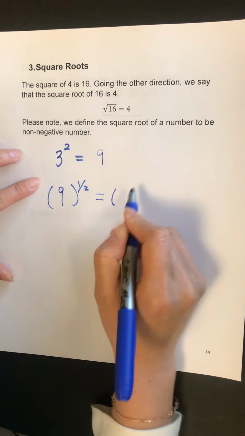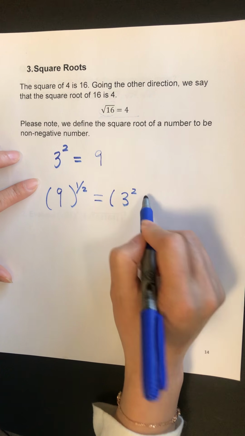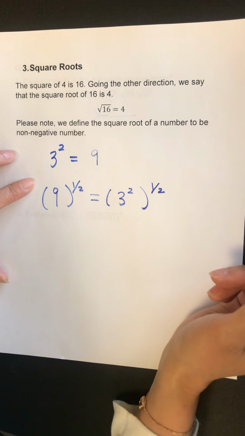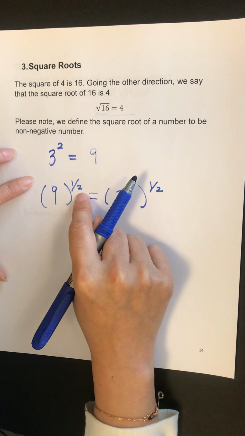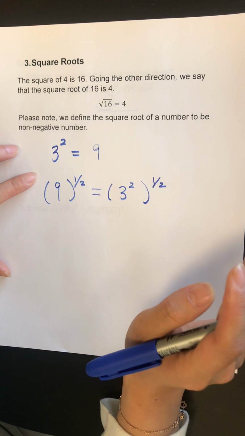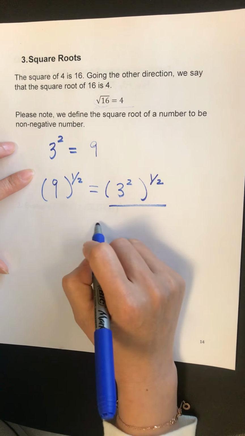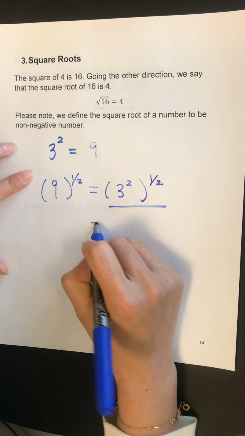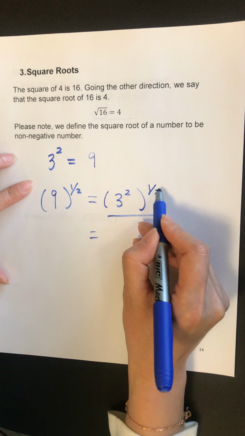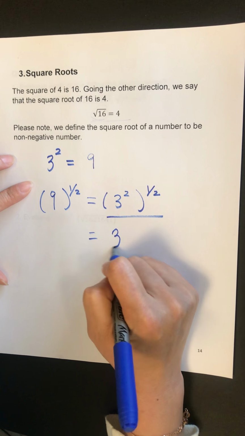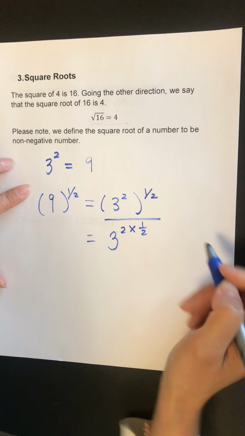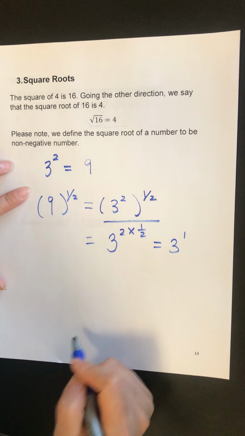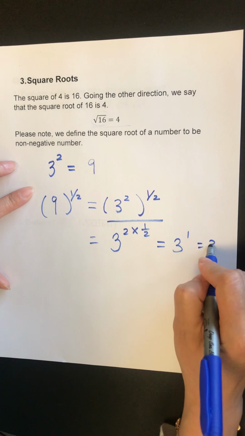So 9 is actually 3 to the exponent of 2. Then you have 1/2 on the outside. Okay, square root is always the exponent of 1/2. This is just basically the definition. So how do we carry this one out? Exponent, we don't do addition. We only do multiplication. Okay, this is exponent on the outside of a bracket. So you have a base of 3, exponent of 2, multiply 1/2. So this would give you 3 to the exponent of 1, which is 3.